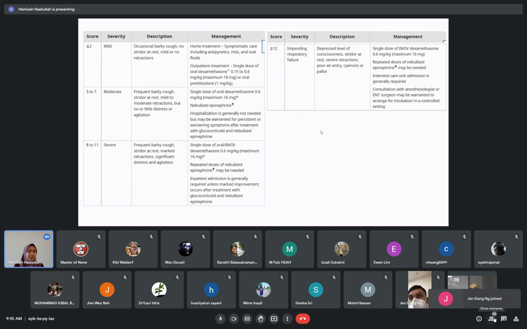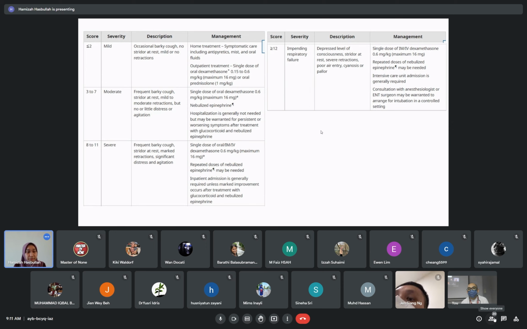Kalau moderate, score dia 3 to 7, frequent bulky cough, stridor at rest, mild to moderate retractions, but no or little distress or agitation. Boleh bagi single dose of oral dexamethasone 0.6 mg per kg, and dia bagi nebulized epinephrine lah, according to Wesley punya ni dari up to date.